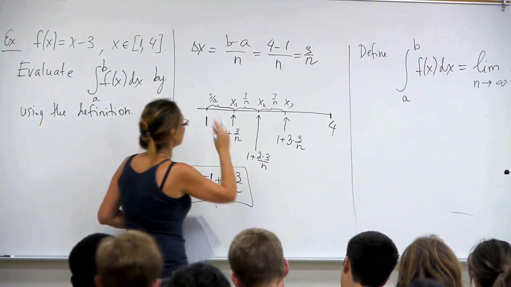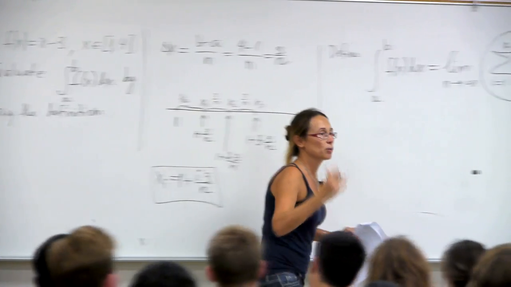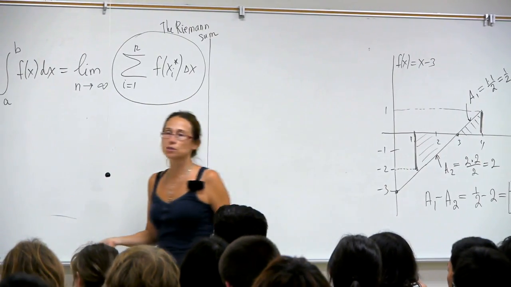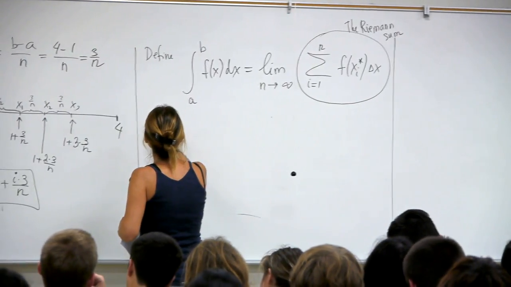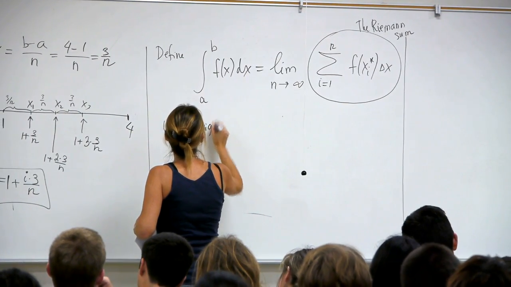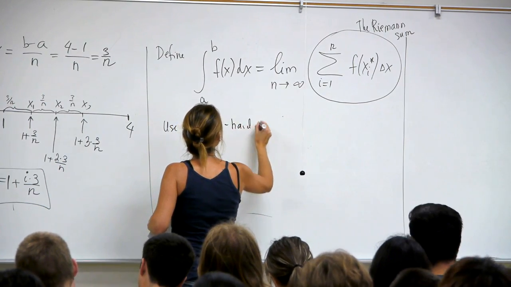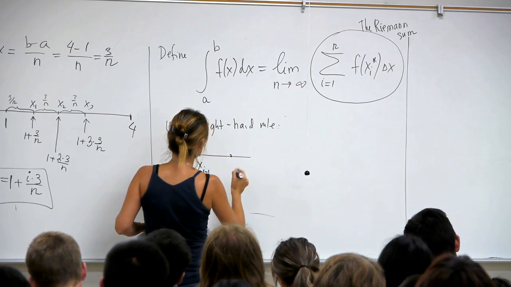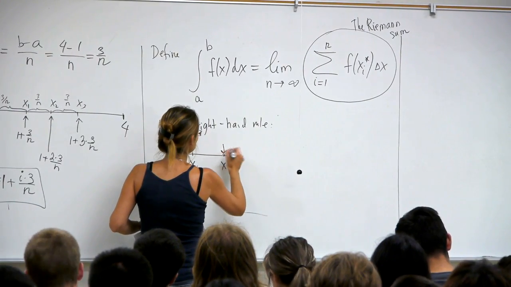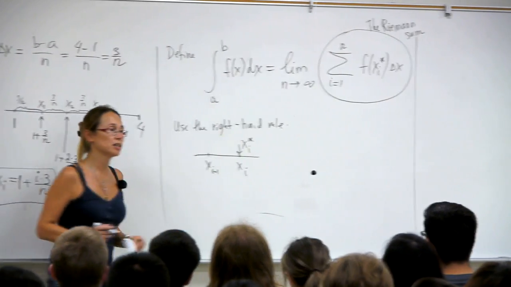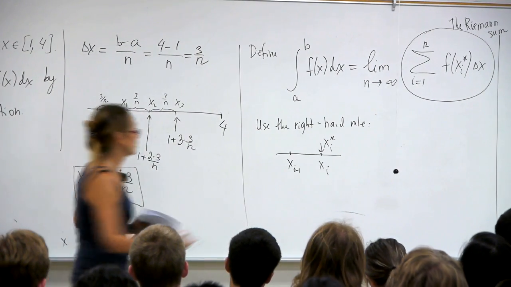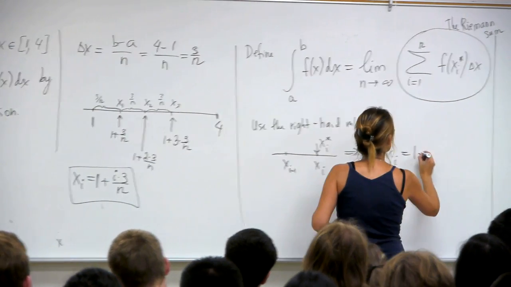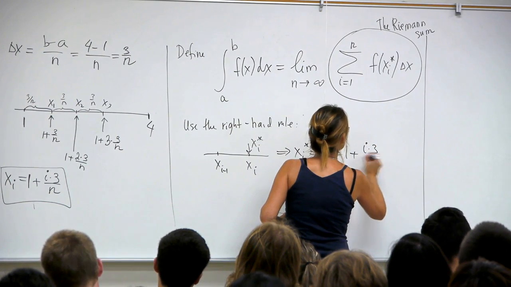So these are the values of x1, x2, x3. These are not quite what I need. I need sampling points, and this is really my choice. I'm going to use the right-hand rule. What does it mean? That if I have an interval xi minus 1, xi, I'm going to take my sampling point to coincide with the rightmost border of that interval. So xi star is going to be equal to xi, which is 1 plus i times 3 over n.